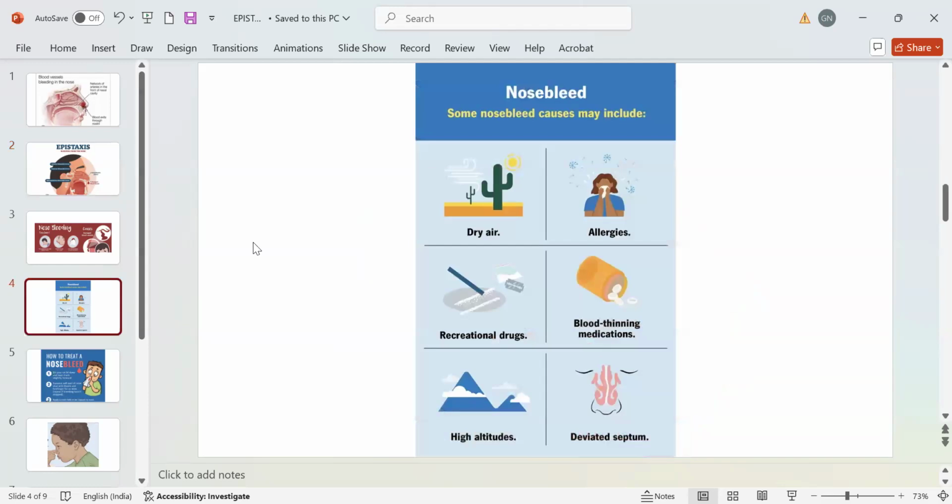Causes of nosebleed, epistaxis: dry air can cause it, allergies can cause it, blood thinning medications, recreational drugs, cocaine and all, high altitude, deviated nasal septum. And one very important thing they have not mentioned is nose picking. Children often do nose picking with a finger. That also causes bleeding. Then sometimes tumors and polyps can cause bleeding. These are the causes of epistaxis.